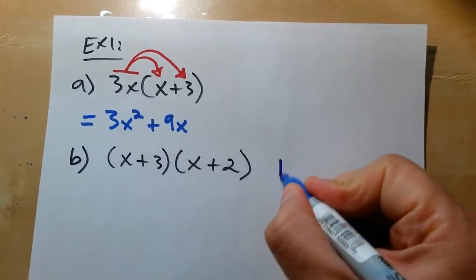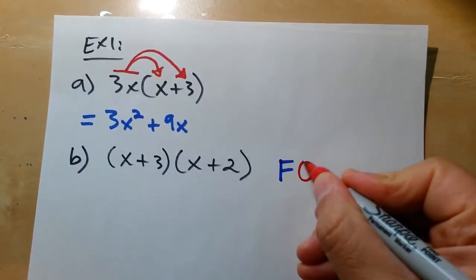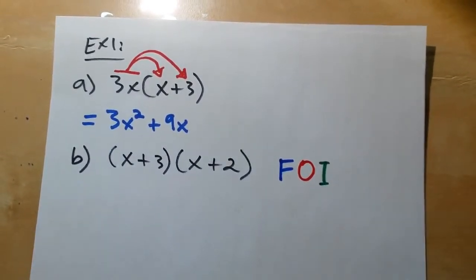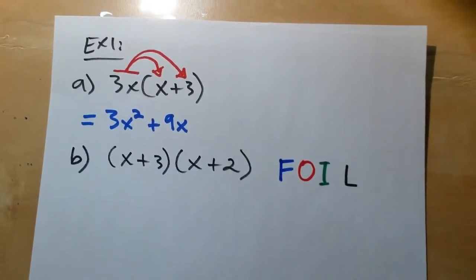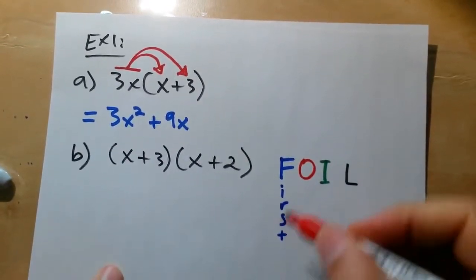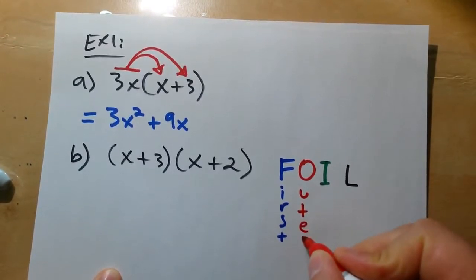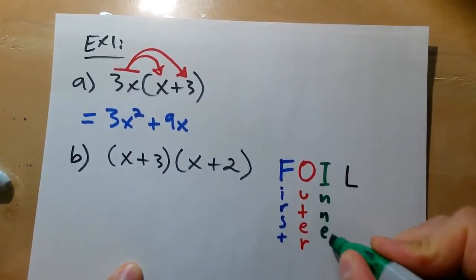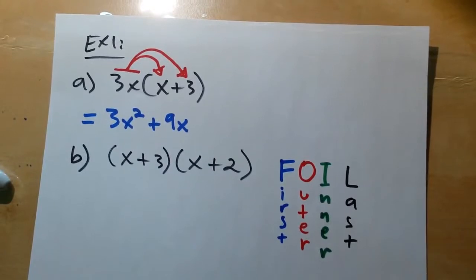The FOIL method, and I'm going to write it in different colors. Hopefully you can notice this on the video. I'm going to use green here, and I will use black. What these letters stand for is first: you multiply the first terms on each, then you multiply the outer terms, then you multiply the inner terms, the terms that are inside, and then you multiply the last terms.